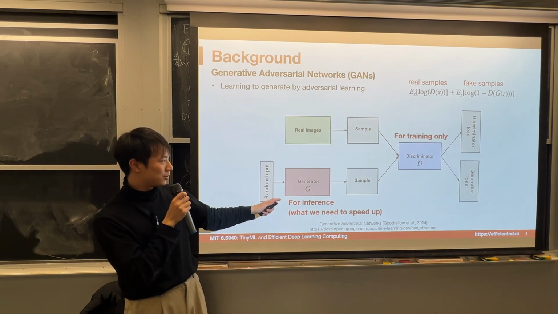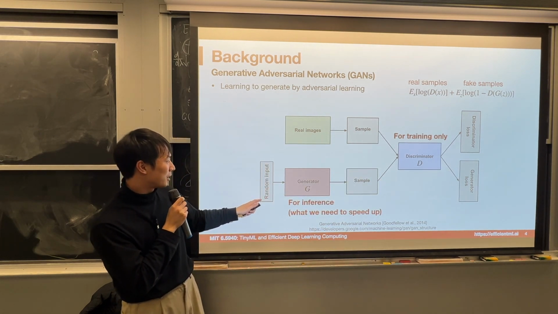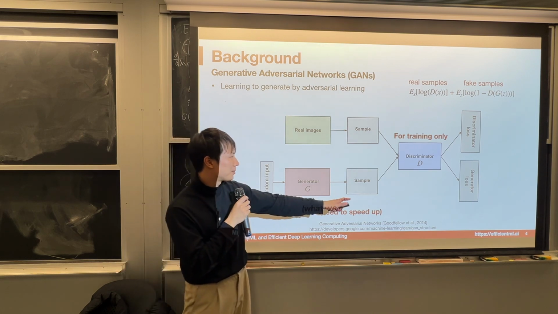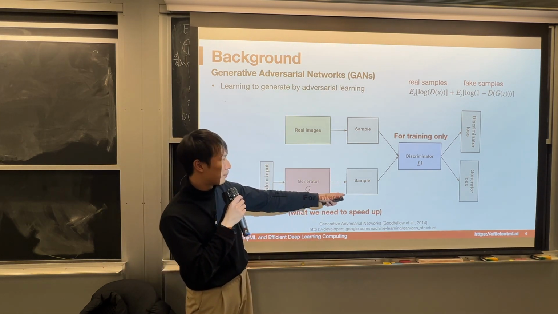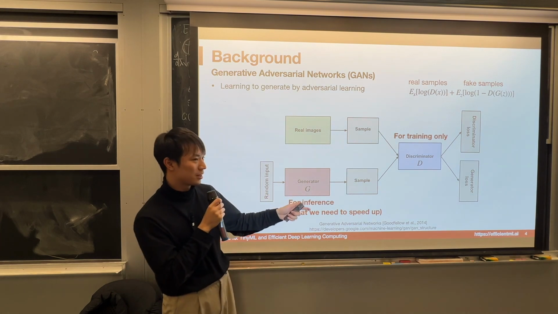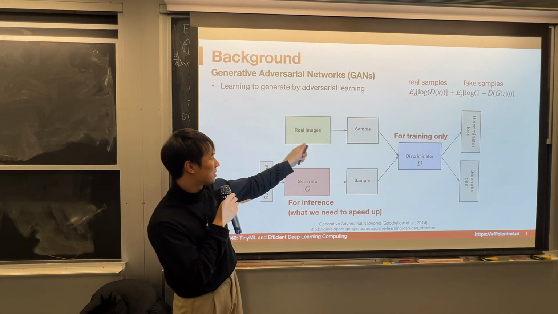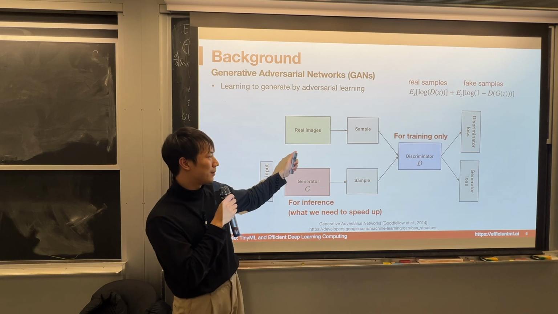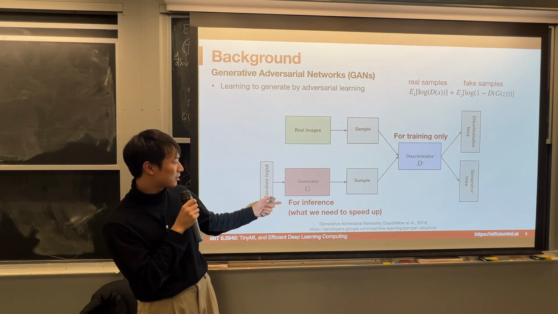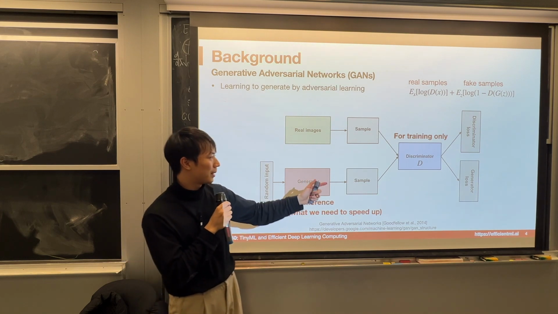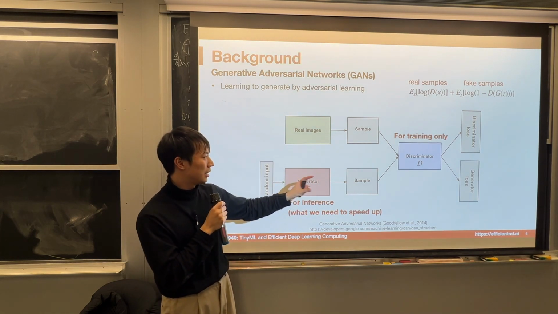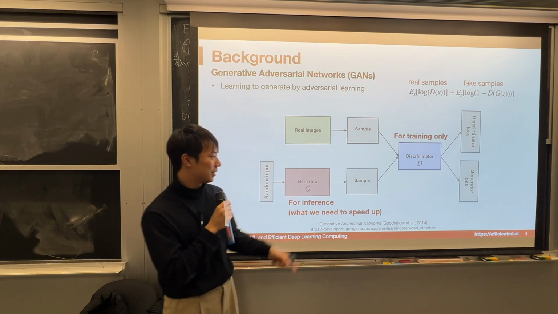The generator generally takes a random noise as input, and then it will generate some samples. The discriminator will take the samples from both the generator, which are the fake samples, and also the real samples, for example, some images. The generator's task is to generate realistic samples, while the discriminator's task is to tell if the input image is real or fake.